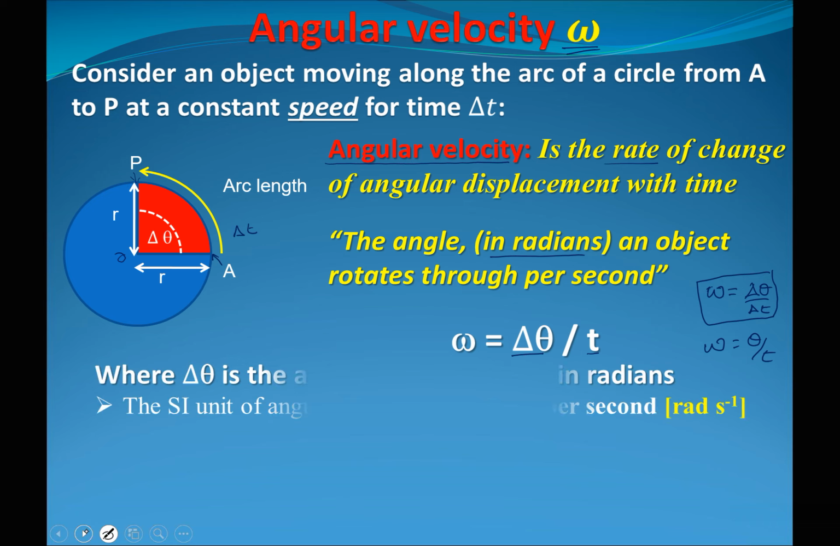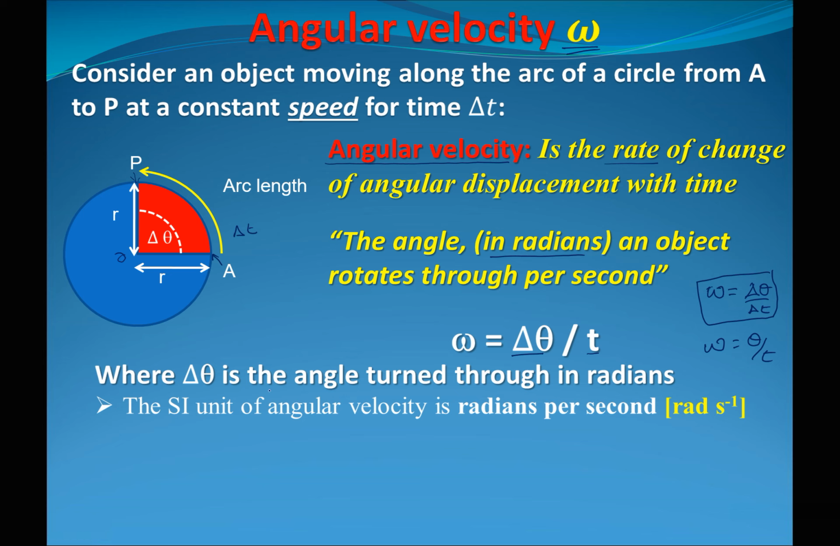So we are saying delta theta is the angle turned through in radians. It must be in radians. So the SI unit of angular velocity, because delta theta is measured in radians and t is measured in seconds, is going to be radians per second, or we normally write rad per second.